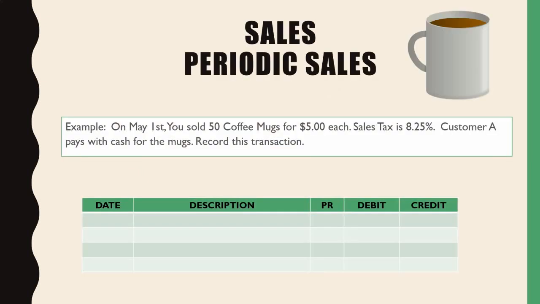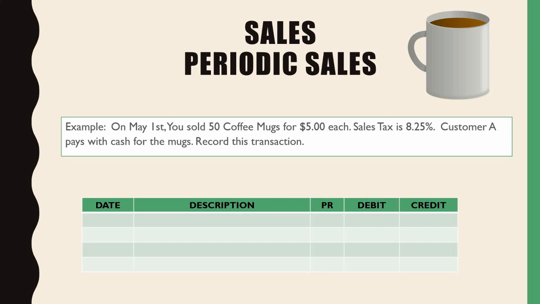So for instance, let's go ahead and purchase the product first. Okay? So in this case, on May 1st, you sold 50 coffee mugs for $5 each. Sales tax is 8.25%. And of course, a customer pays with cash for the mugs. So record this transaction.